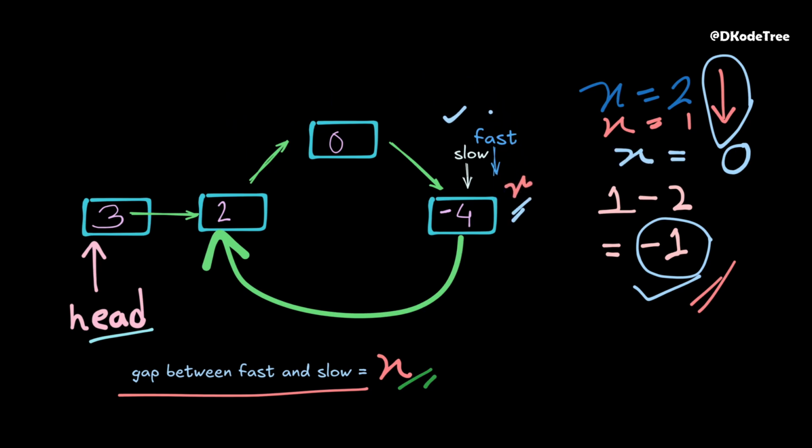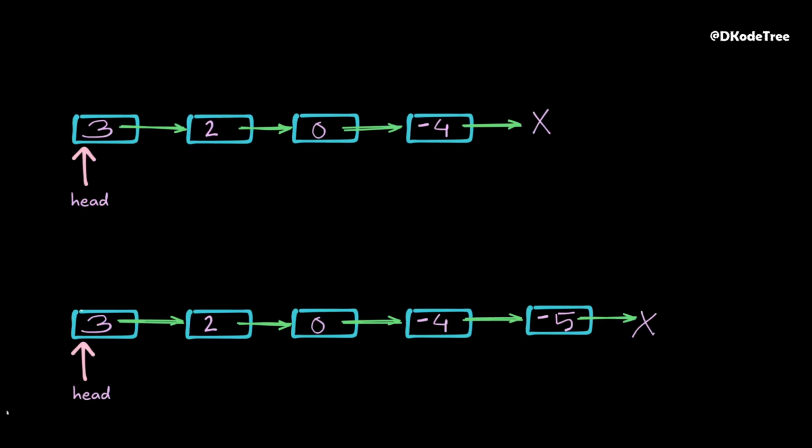So once both slow and fast are within the cycle, whatever the value of x is, at each step it will reduce by 1 and eventually it will reach 0. Meaning the fast pointer will definitely catch up to the slow pointer. Now let's also consider the case where there is no cycle.